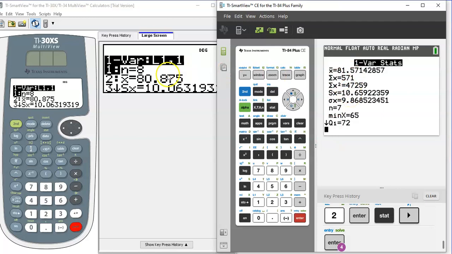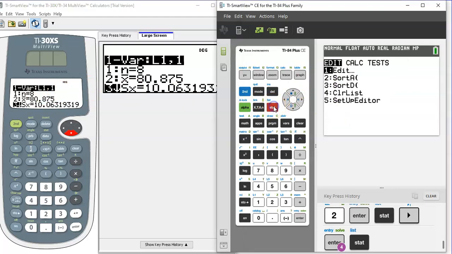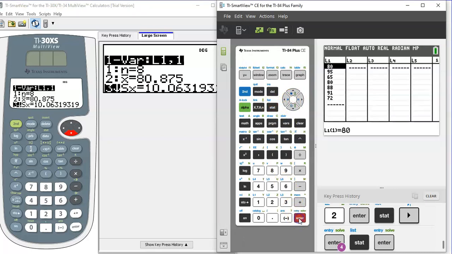Okay, so what we want to pull from here is, first, I always want you guys to check this n equals 8. There were 8 numbers that we entered. Over here, it says n equals 7. So how many were there? 1, 2, 3, 4, 5, 6, 7, 8. So that means I must have missed one over here. So let's go back here and look at this list and see what I missed.